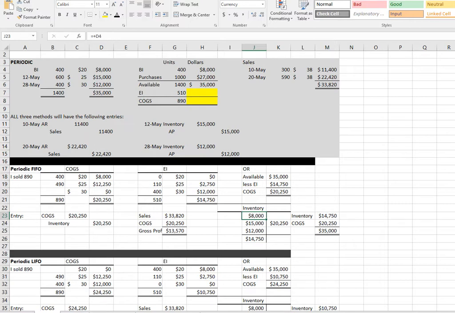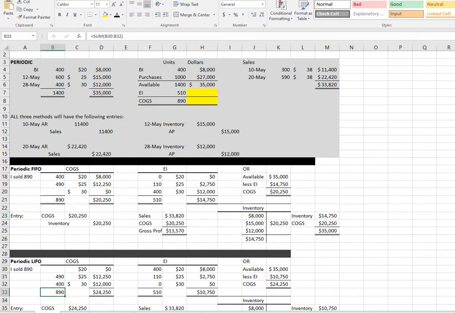Now let's go to LIFO. LIFO is last in, first out. So again, you don't have to keep them in this order. I simply put them in this order for cost of goods sold and ending inventory. The order is important, but mainly just so I could do it on an Excel spreadsheet. So LIFO is last in, first out.